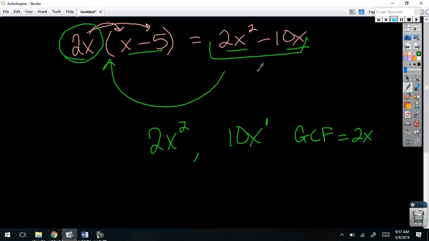Okay? We're going to find the GCF. First thing we're going to do is find it, because instead of going left to right, we're going to go right to left.